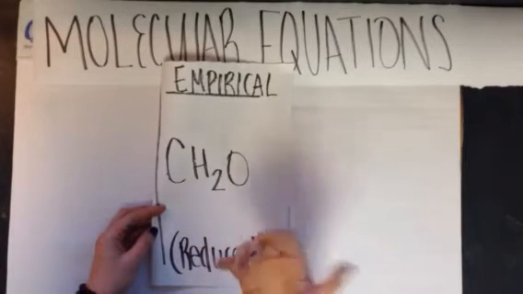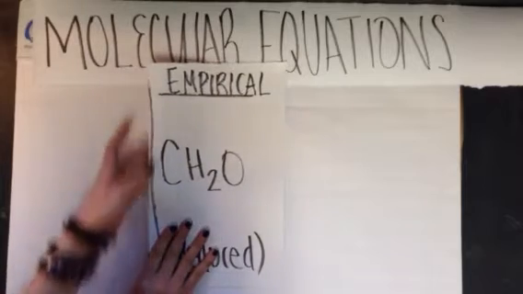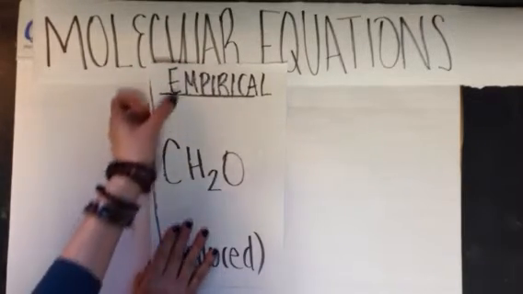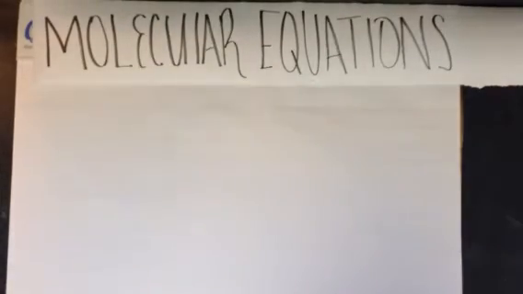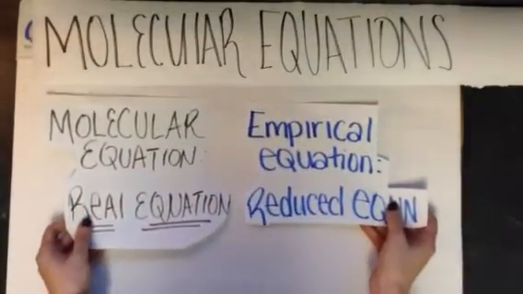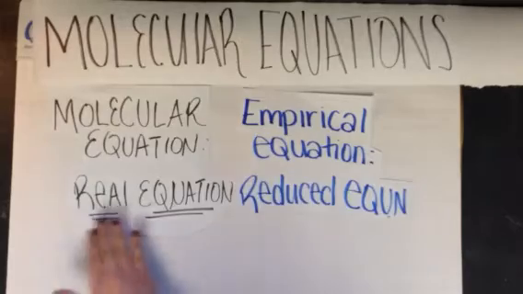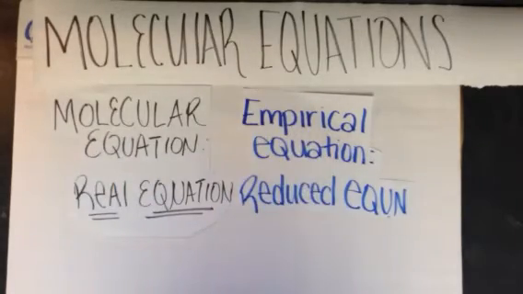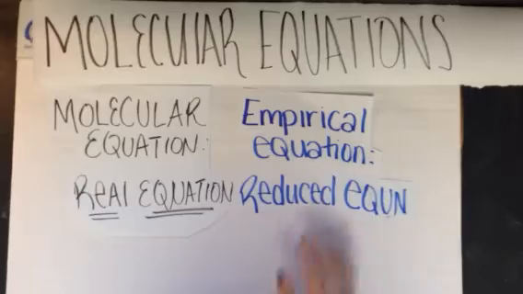So step one is figure out your empirical formula, which we learned how to do, and it's in a flip video. And now let's continue. Now that we have our empirical formula, how do we get our molecular? Again, these are some things you might want to make sure you have down in your notes. The molecular equation is the real equation, not reduced, and an empirical equation is not the real equation. It is the lowest ratio of atoms in the equation.